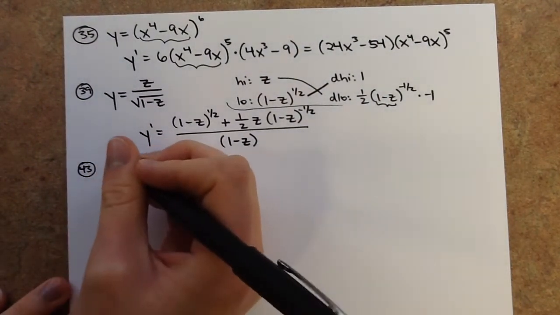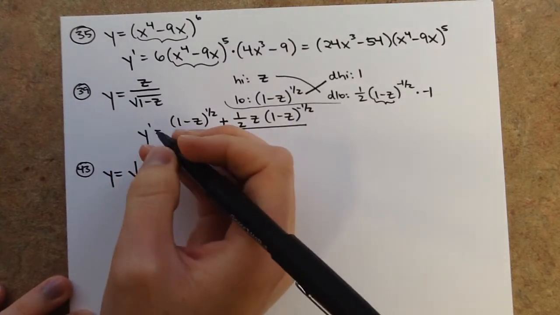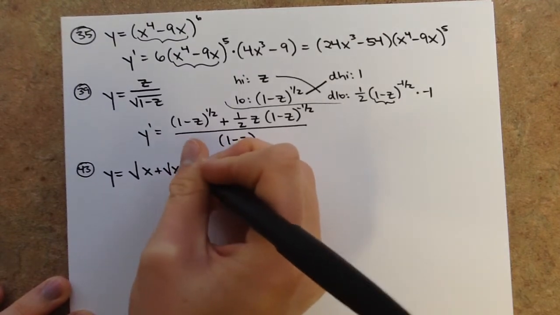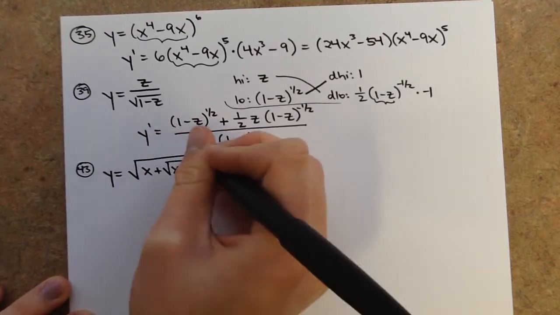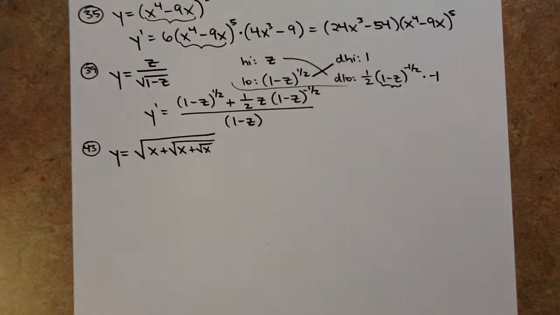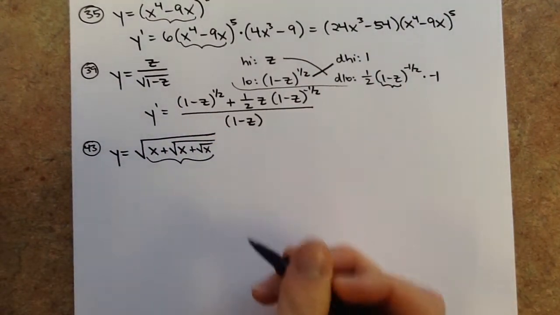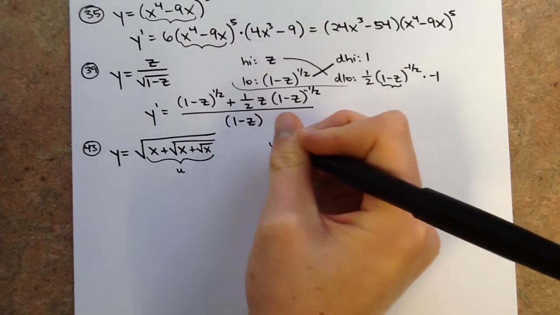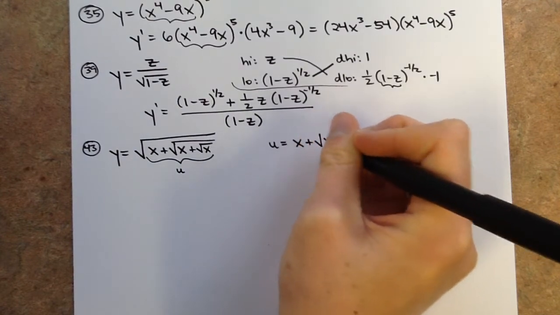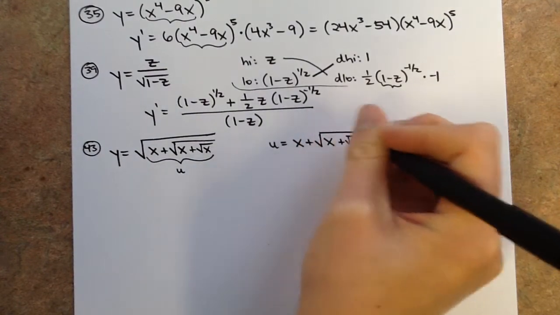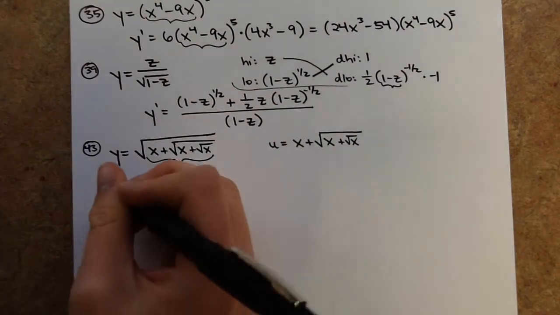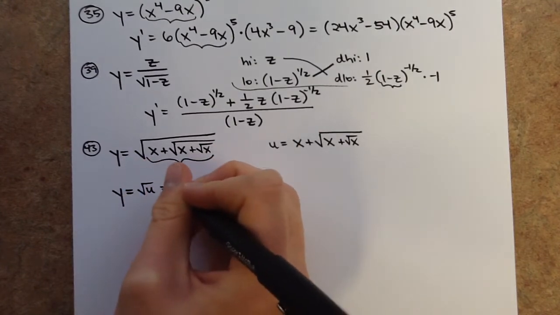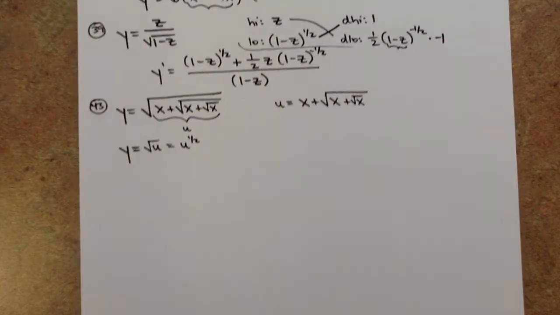Got a little multiple chain rule here. Okay, so let's start by doing a u substitution. The original inside function, the innermost function here, we're going to call that u. So u equals x plus the square root of x plus the square root of x. Okay, so that's our innermost function, which means I can write y as the square root of u, which is u to the 1/2. Okay, so let's start with our derivative.